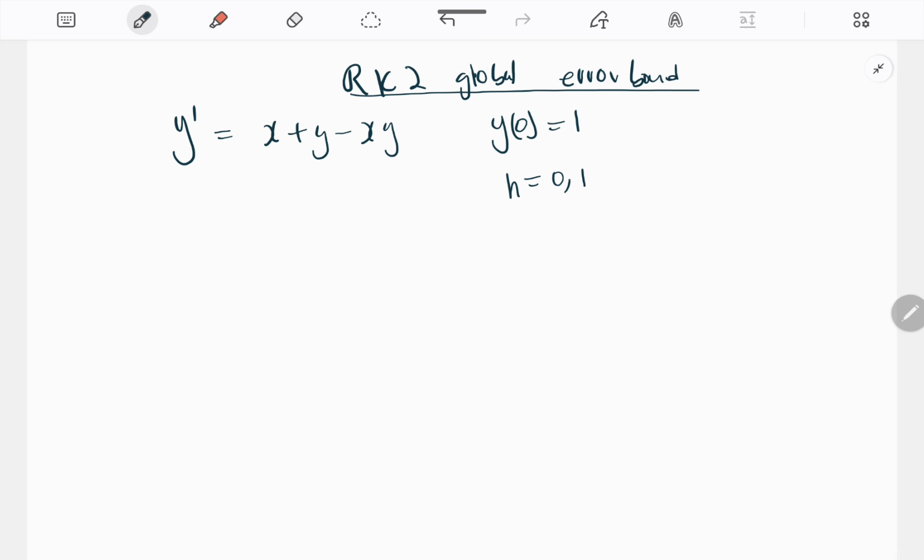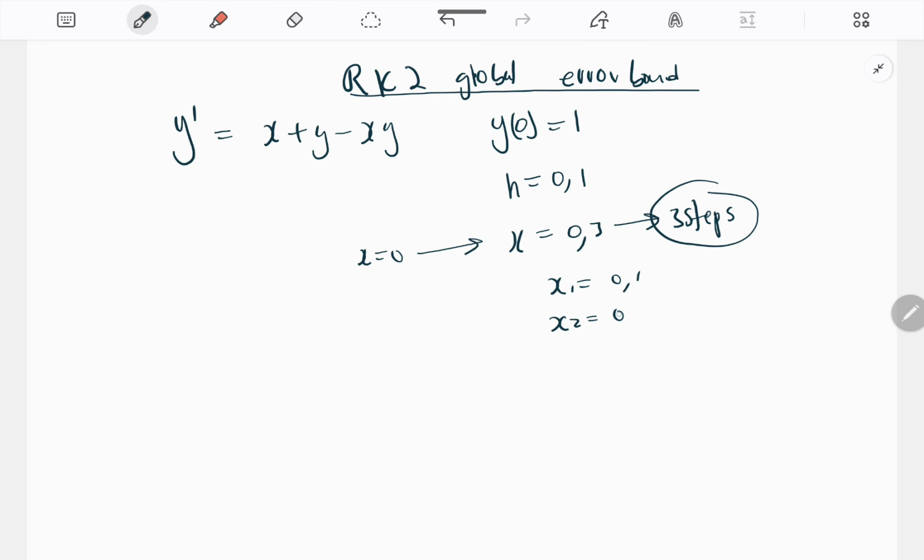So we're trying to go to x equals 0.3 from x equals 0. That will have how many steps? 3 steps. Where x1 is equal to 0.1, x2 is equal to 0.2, x3 is equal to 0.3. These are our steps, right?